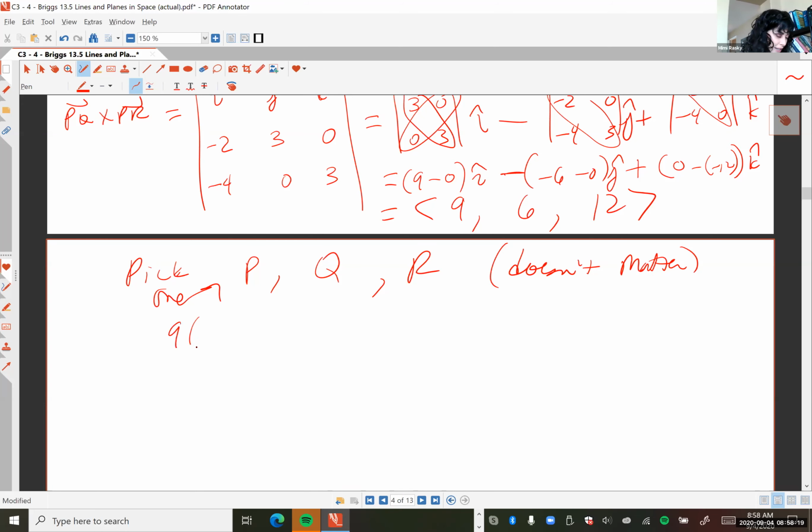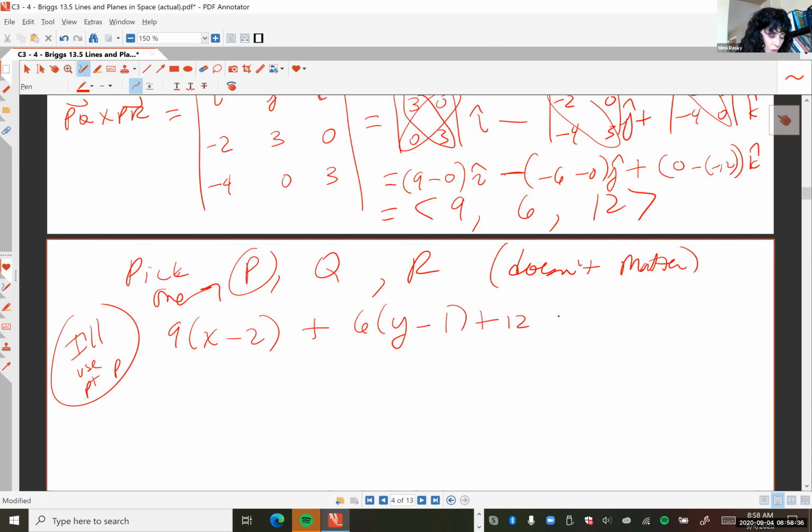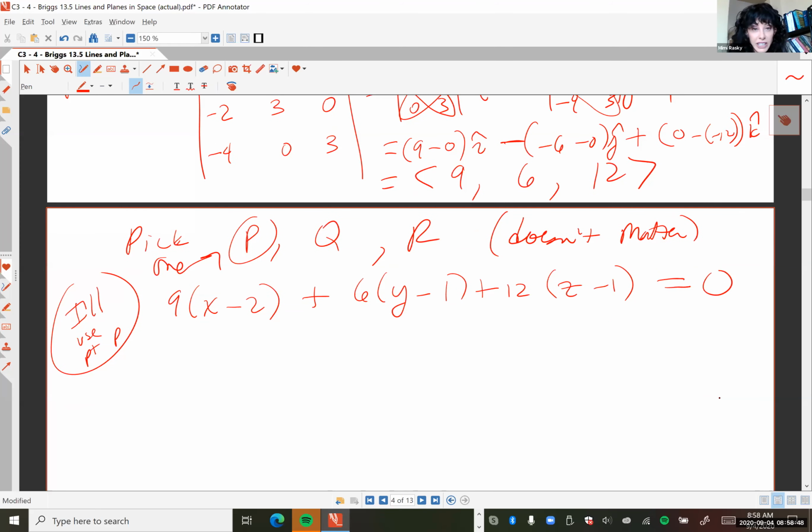I got my 9, and I'm just going to use point P if you don't mind. So I'll use the point P in my example, but you could use whichever point you like. So 9 times the quantity x minus 2 plus 6 times the quantity y minus 1 plus 12 times the quantity z minus 1 equal to 0. It has to be an equation, not an expression. If I don't see the equals 0 part, if I don't see an equation, I'm going to dock you lots of points. That's yucky.